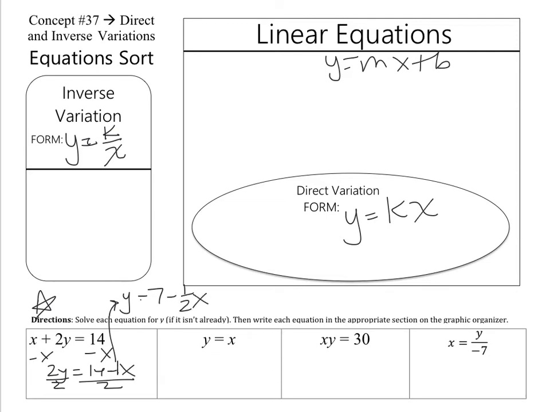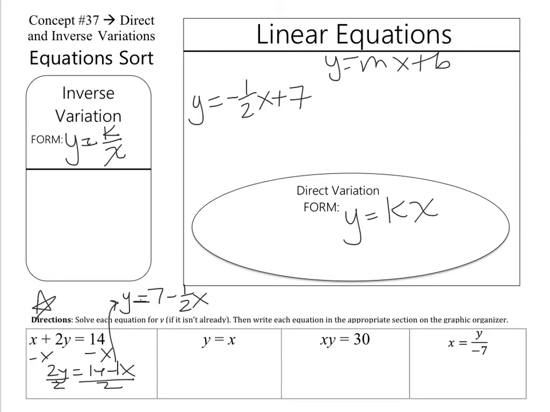So if you look at that, is that inverse? Is it just a linear equation or is it direct variation? That's just a linear equation. It has a y-intercept of 7 and a slope of negative 1/2. So you're going to write in here y equals negative 1/2 x plus 7. And that's where that one goes.